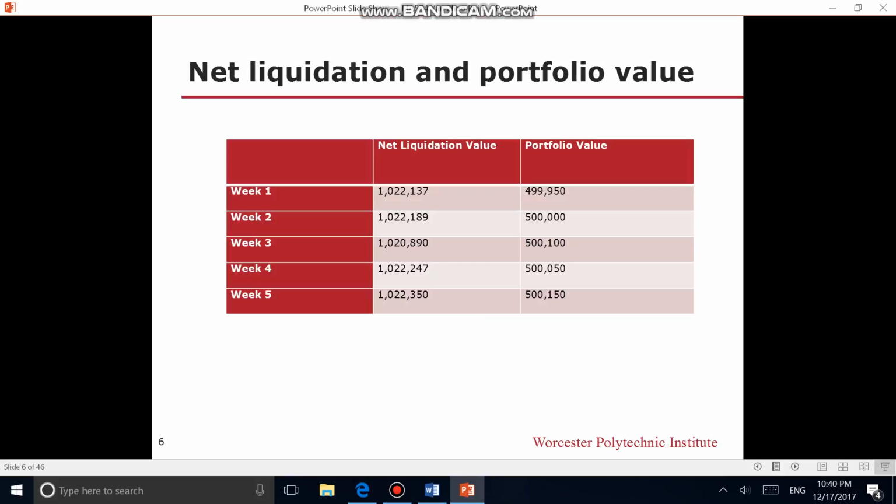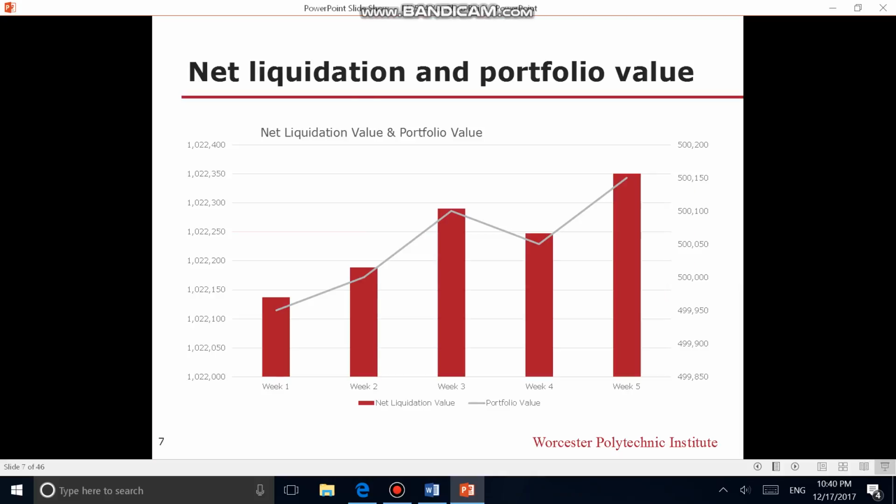And we also record our net liquidation and portfolio value. And here, the net liquidation value and portfolio value change slightly from week to week. We change the scale of the y-axis to make it clearer. The overall trend is increasing from week to week, especially the slight decrease of values on week 4.